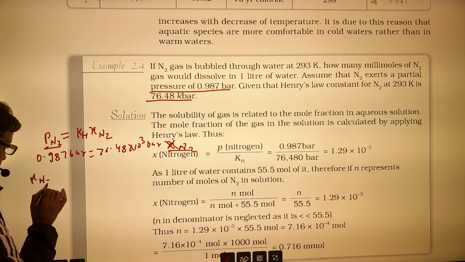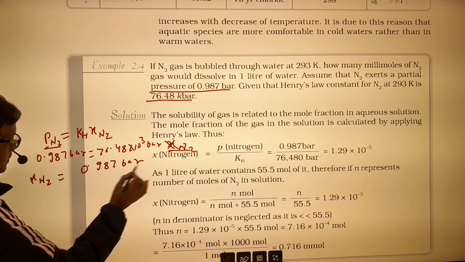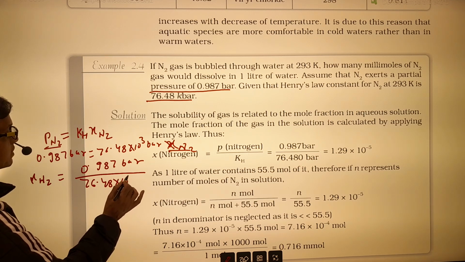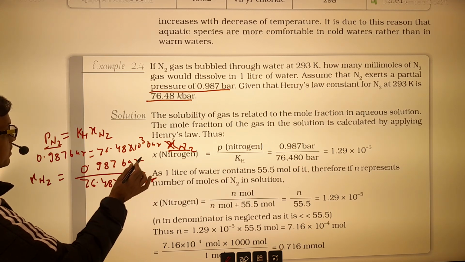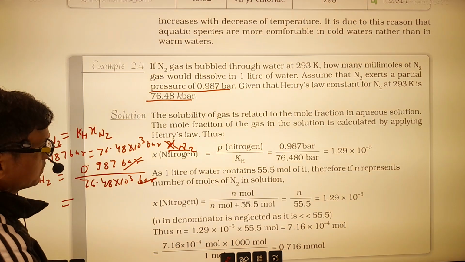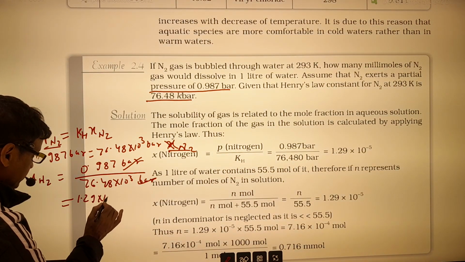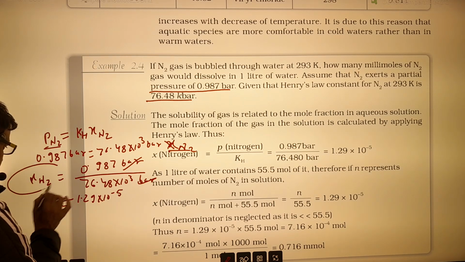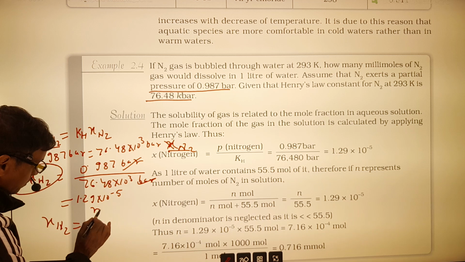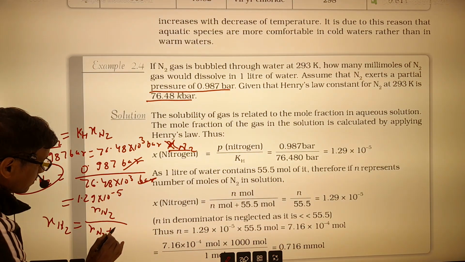So the mole fraction of nitrogen will equal 0.987 bar upon 76.48 into 10 power 3 bar. Bar cancels out, and on solving this you will get 1.29 into 10 power minus 5. You got the mole fraction of nitrogen. Now, the mole fraction of nitrogen equals the number of moles of nitrogen upon the number of moles of nitrogen plus the number of moles of water.